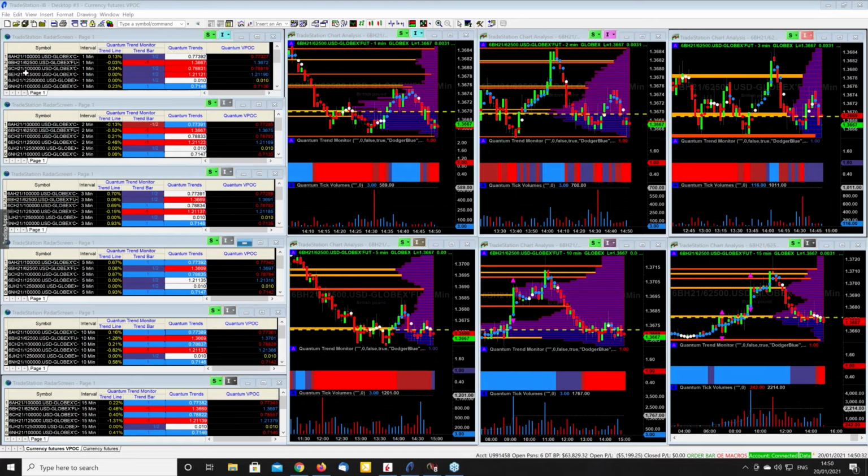You've got the 6E, which is euro dollar. You've got 6J, which is yen dollar, not dollar yen, and you've got the New Zealand dollar down at the bottom there.